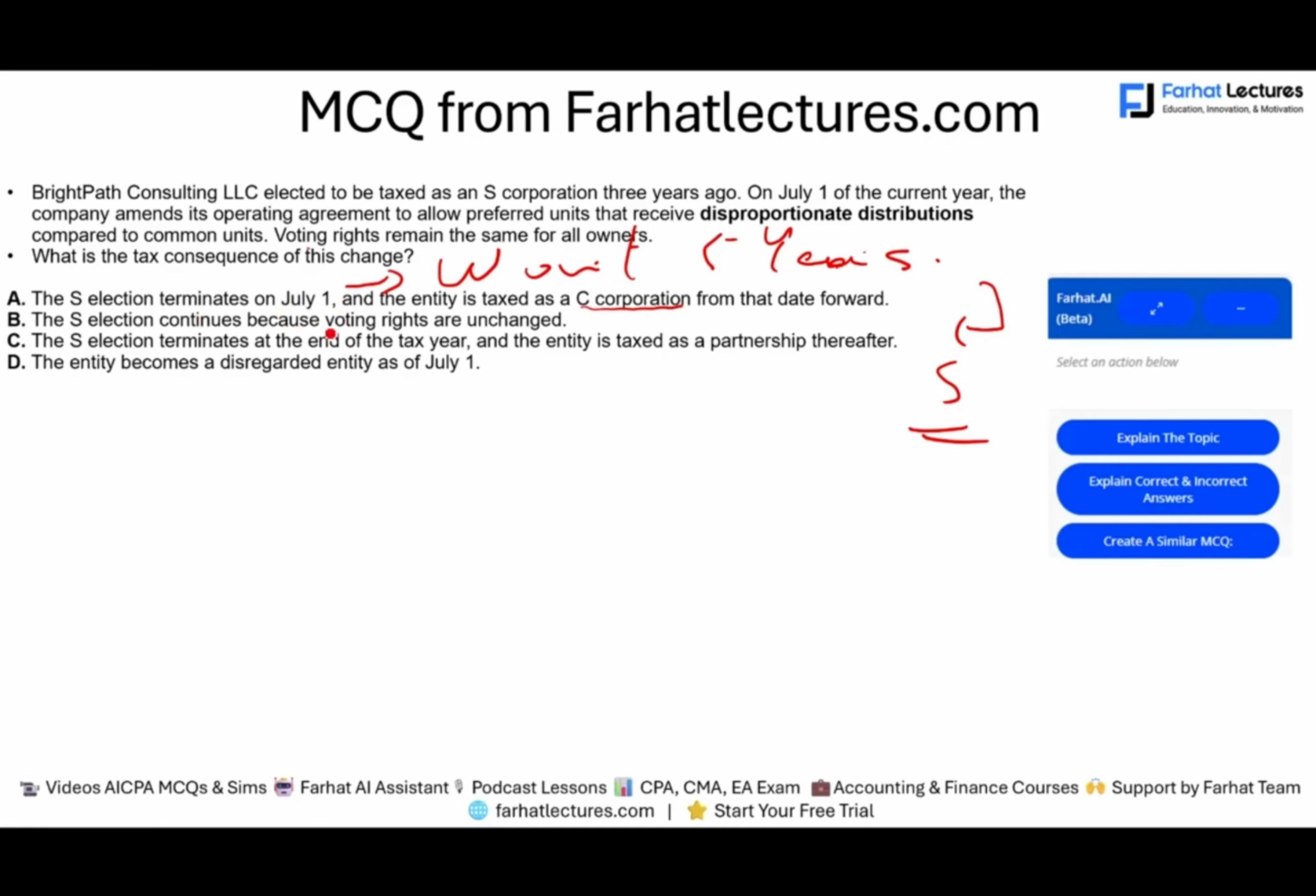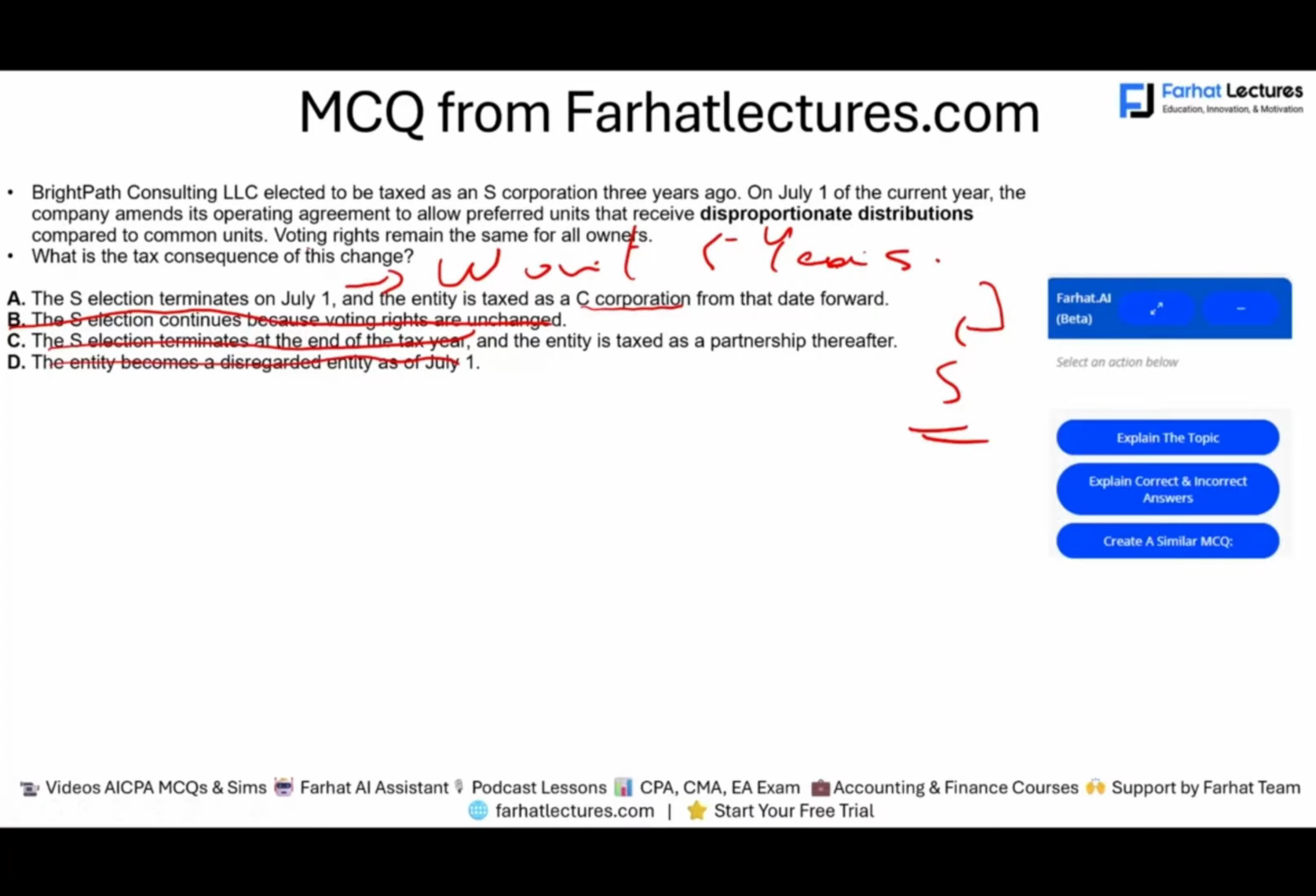S election continues because voting rights are unchanged. No. Once you have a new type of unit or stock, you're out. The S corporation terminates at the end of the tax year. No, it terminates on July 1st immediately. The entity becomes a disregarded entity as of July 1st. No, you don't. You become a C corporation.